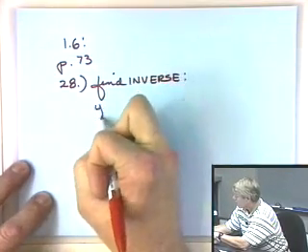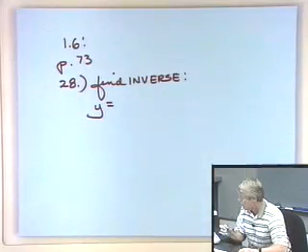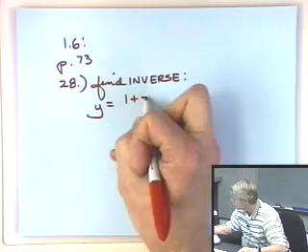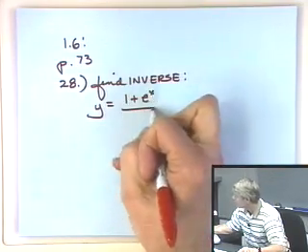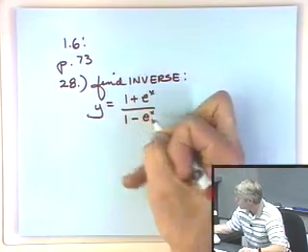So what are we given? I'll go ahead and write it: y equals (1 plus e to the x) over (1 minus e to the x).